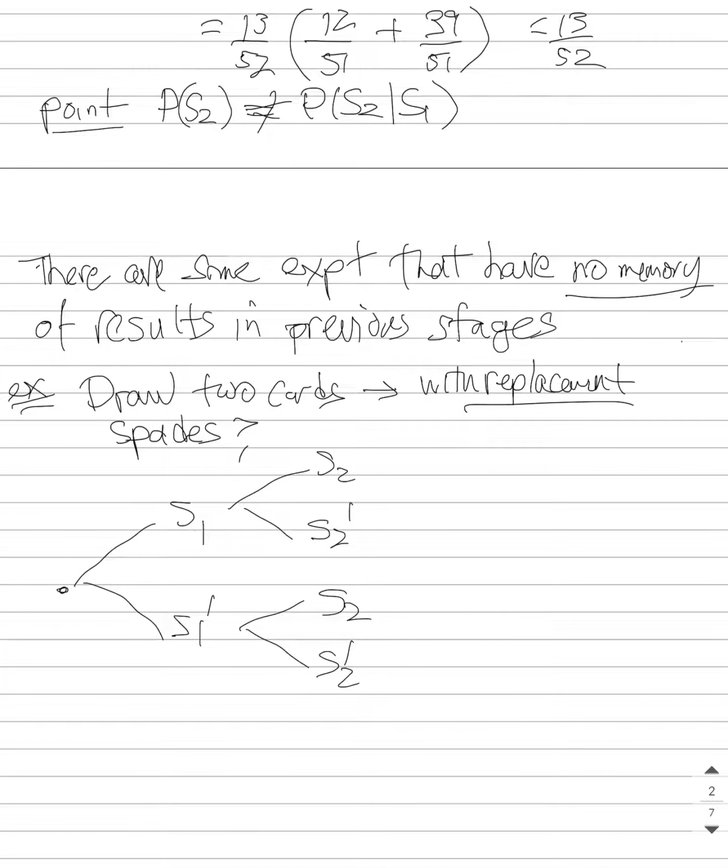But the values are going to change now. So the first stage of the experiment is the same as it was before. You have a full set of cards, 13 of them are spades, 39 of them are not, so it's a classical probability. But as soon as I replace the card, the next stage resets. And then everything turns out to be the same as it was before.